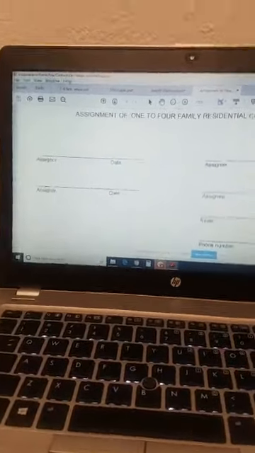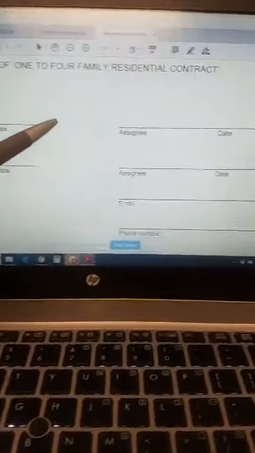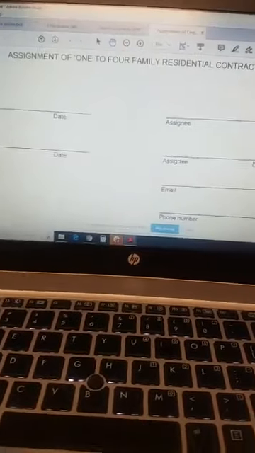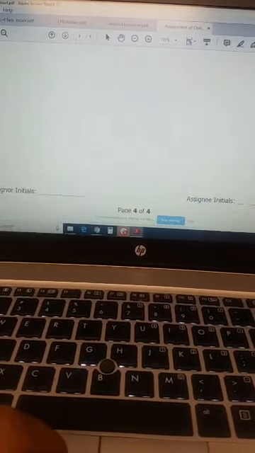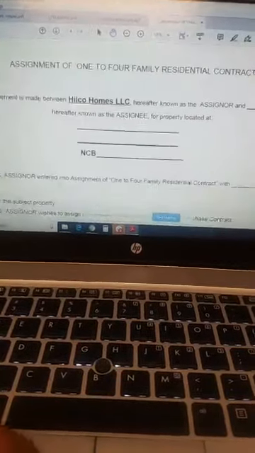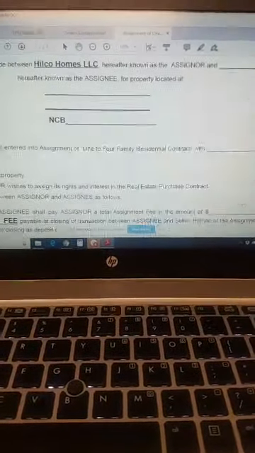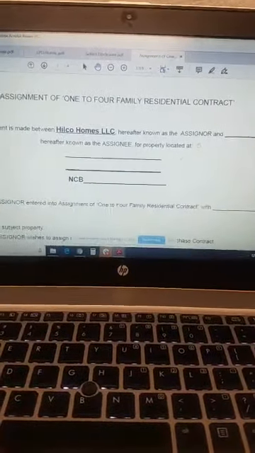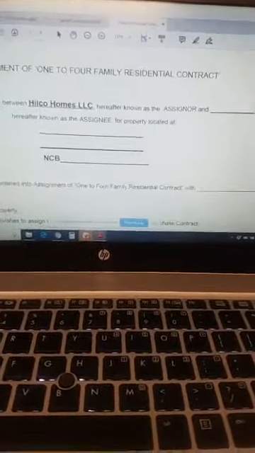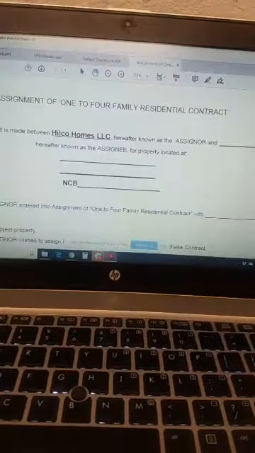Again, the wholesaler is the assigner. The end buyer is the assignee. Both of them would sign this, dated, with email and phone number. And that is the end of that. We're going on 50 minutes or so. So we went over all these very important docs.